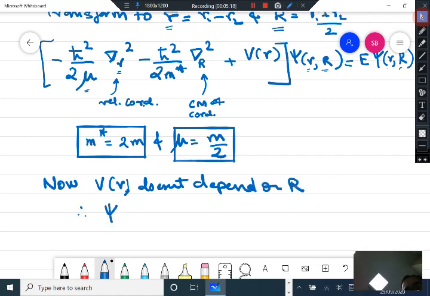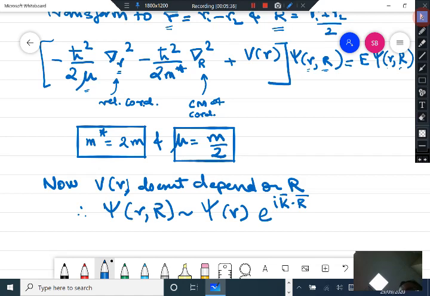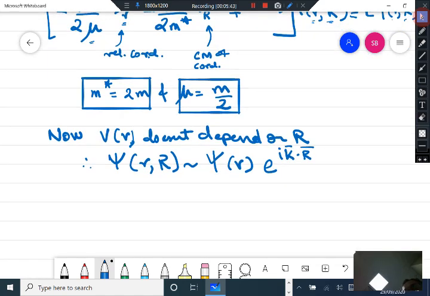So you are looking for solutions psi of r, capital R, of the form psi of r e raised to i K dot R, where the center of mass part is just a plane wave solution, e raised to i K dot R. The potential does not do anything to the center of mass, so it leaves this part unmodified. It is just a plane wave solution.